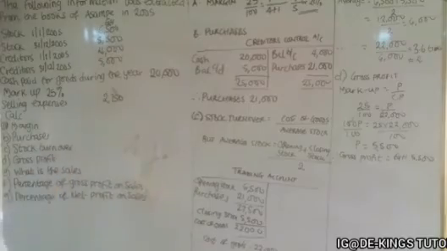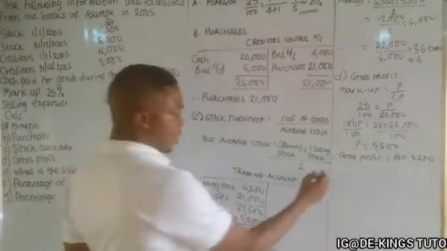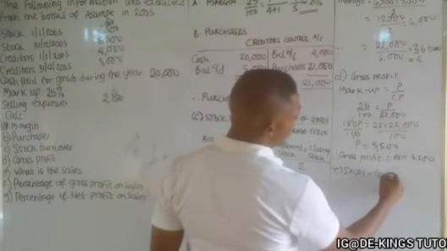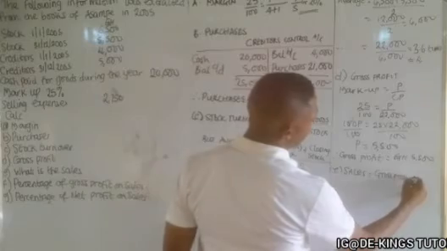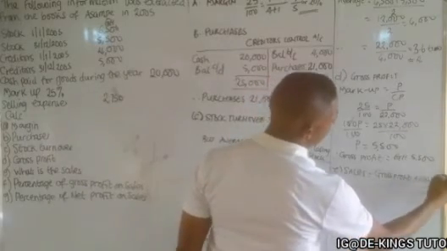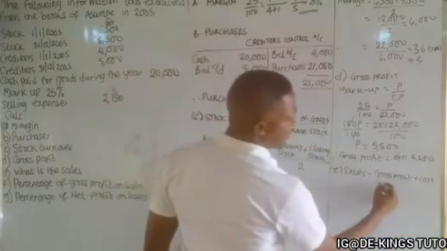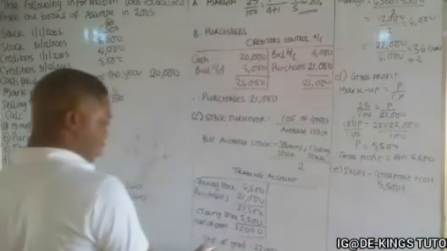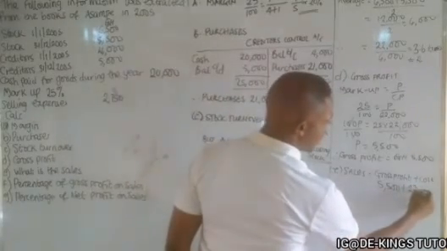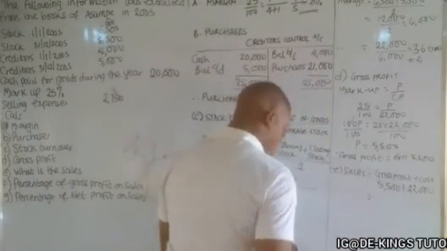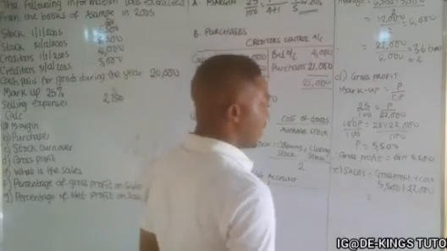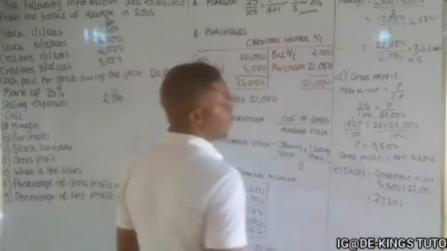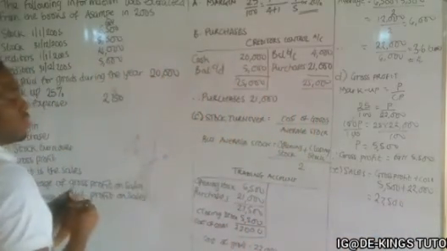Now they ask, what is the sales? Like we've done before, the sales is equal to gross profit plus cost. We have solved the gross profit as 5,500, and the cost is 22,000. So 22,000 plus 5,500 is 27,500. So that is the sales.